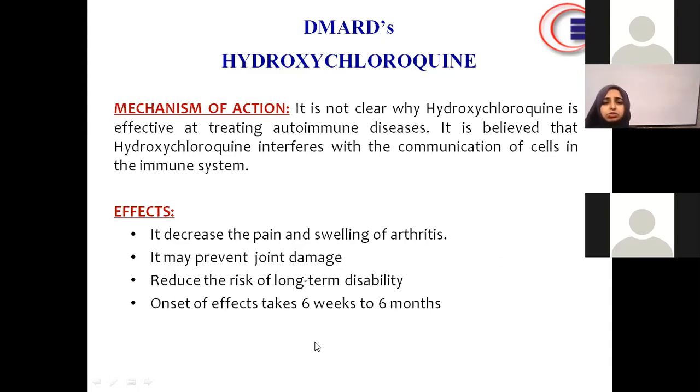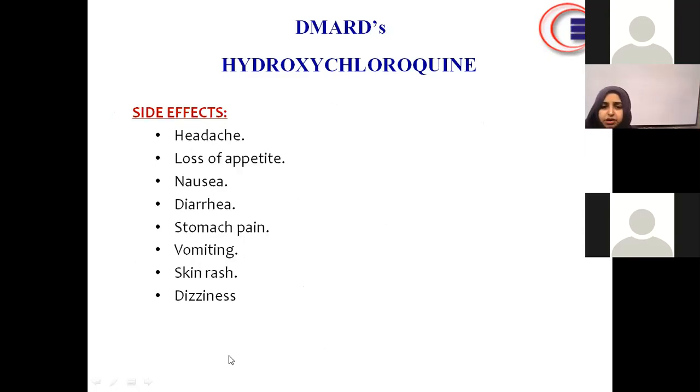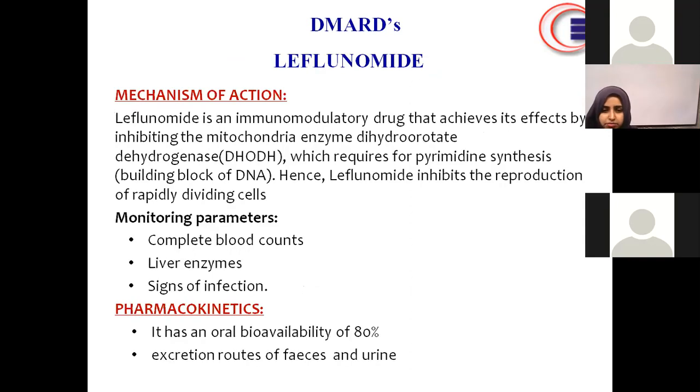अच्छा, जितनी भी ये ड्रग्स होती हैं, it will take time to affect. ठीक है, तो onset of effects takes 6 weeks to 6 months. इसलिए जो RA के पेशेंट होते हैं, they are not very happy with the treatment and they will take time. So hydrochloroquine के generalized adverse effects हैं headache, loss of appetite, nausea, vomiting, diarrhea, stomach pain. So you don't have to remember something special.